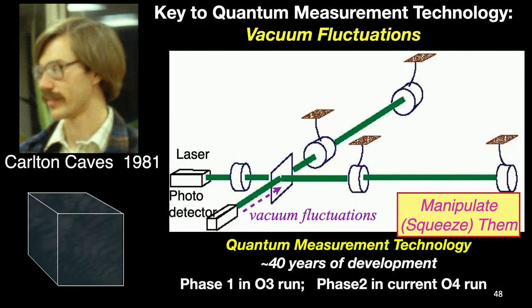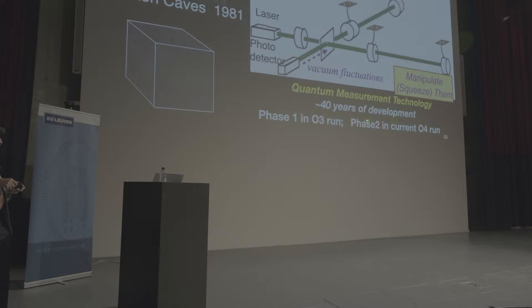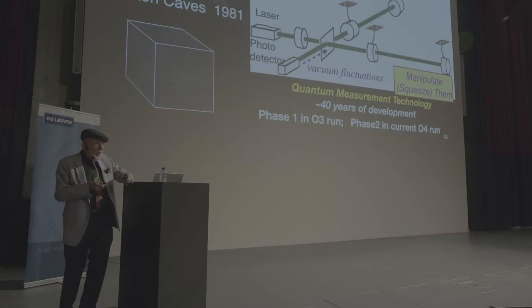And that has just come into fruition in the last few years in our O3 run, beginning in 2018, I think it was. We did a first version of this quantum measurement technology, and in the current run, it's the full-up mature version of it. And it is responsible to a fair degree. It's a major contributor to this big improvement in the sensitivity of the detectors and the event rate for gravitational signals coming from black hole collisions. So I want to point out several things here.